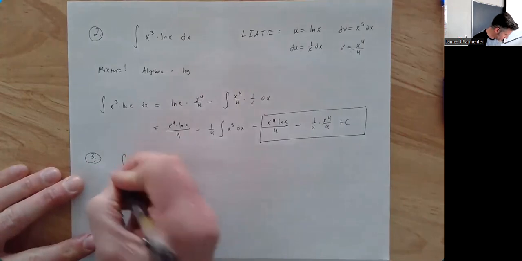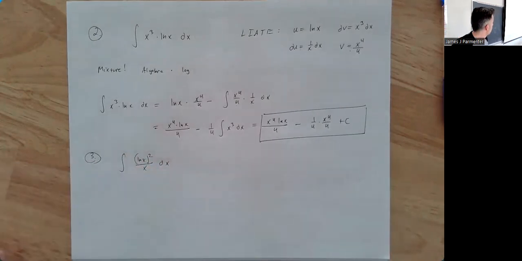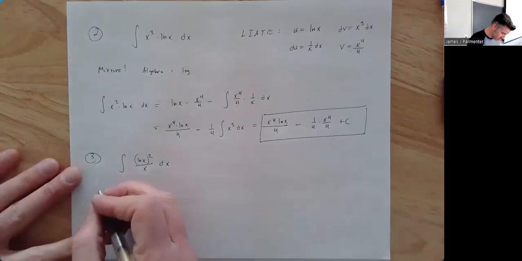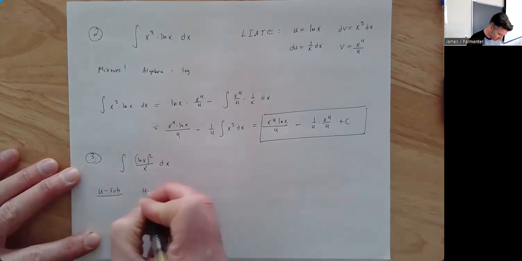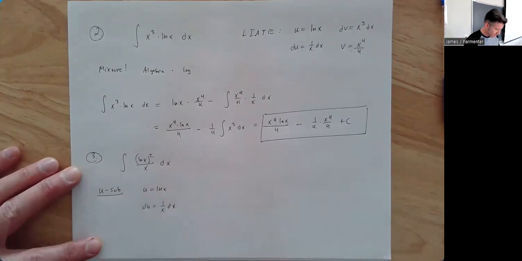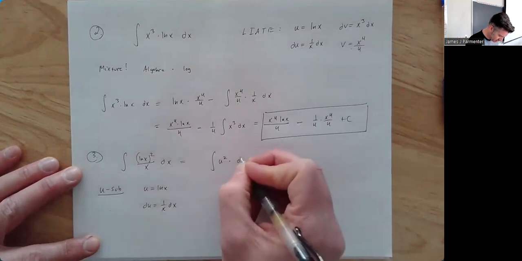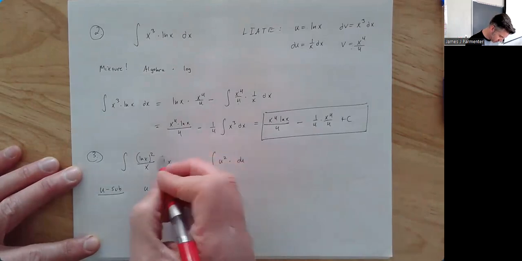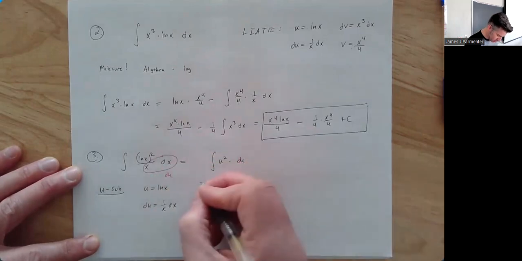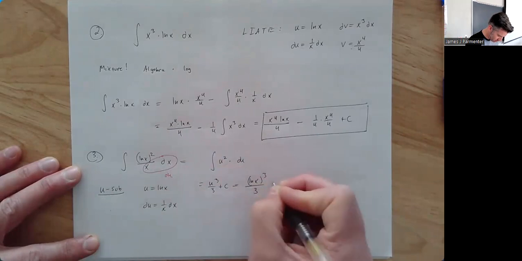Let's look at this next example. The integral of the natural log of x squared over x dx. Before I jump to integration by parts, I should look to see if there's a u sub. And there is a good u sub here. If I let u equal the natural log of x, my du is just 1 over x dx. This becomes the integral of u squared du, which is u cubed over 3 plus c, which is the natural log of x quantity cubed over 3 plus c.